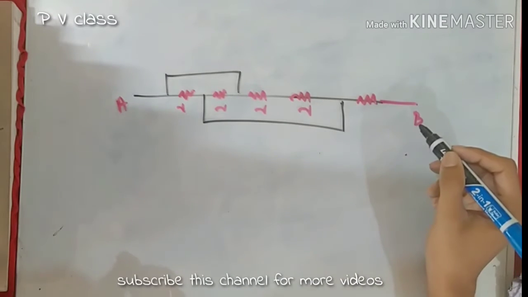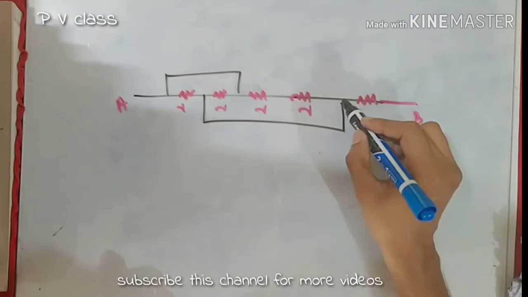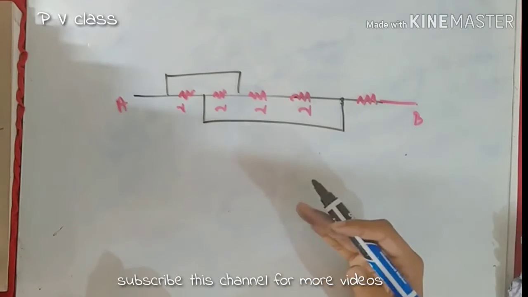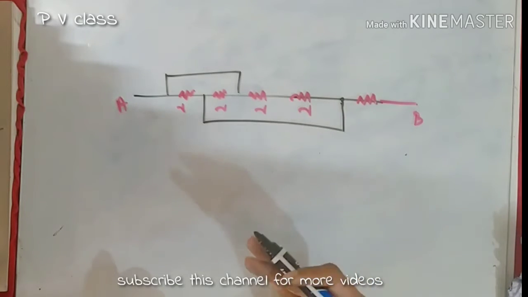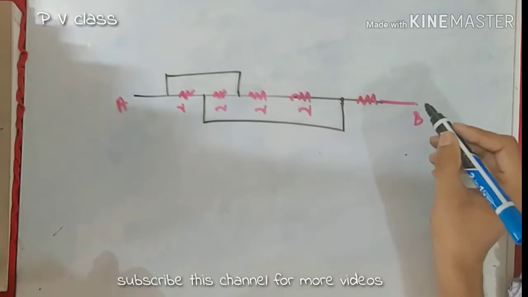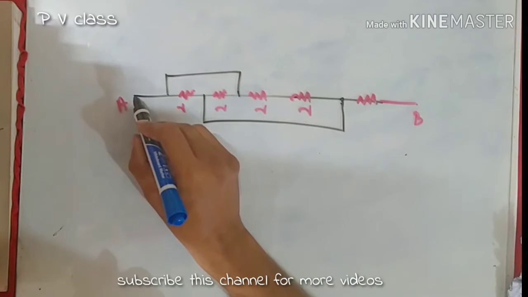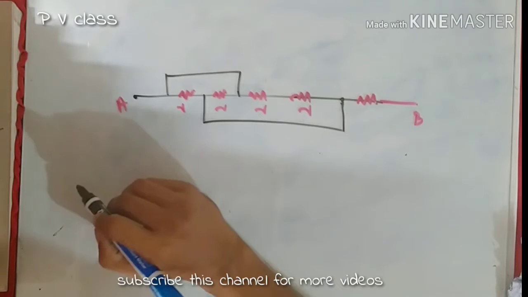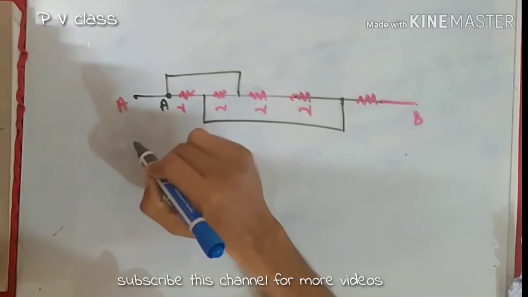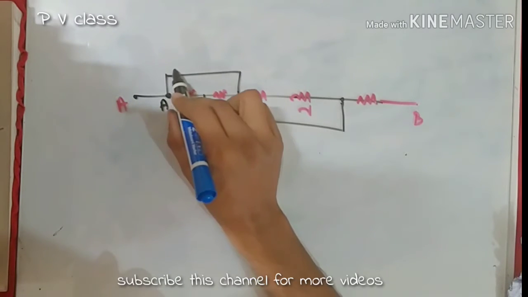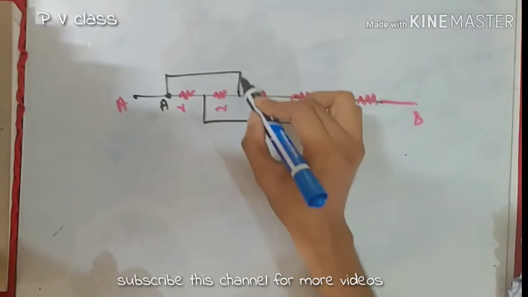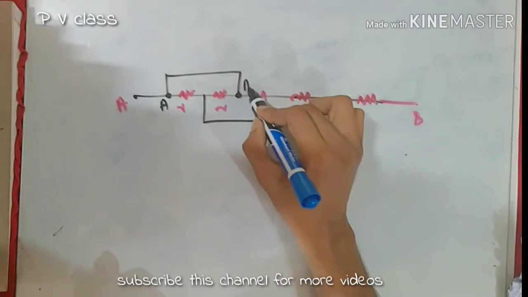In order to find out the effective resistance between A and B, we have to draw another diagram so that we could easily identify which one is series and which one is parallel. Let's follow the strategy. That is, we'll start from here. This point's potential is A. That means I could say this point's potential is also A. And since there is no resistors in this wire, we could say this point's potential is also A.